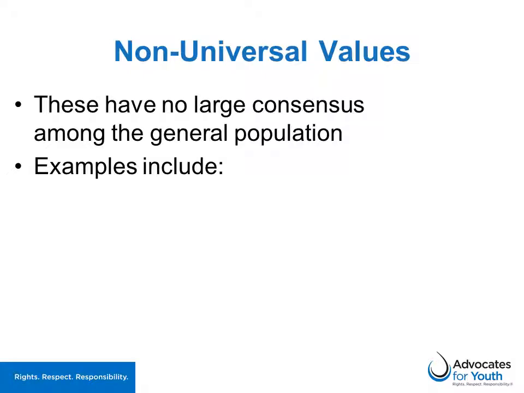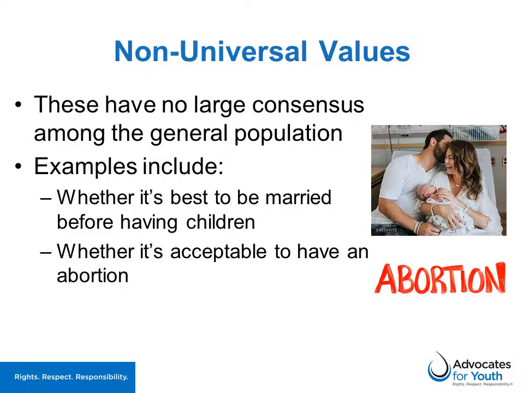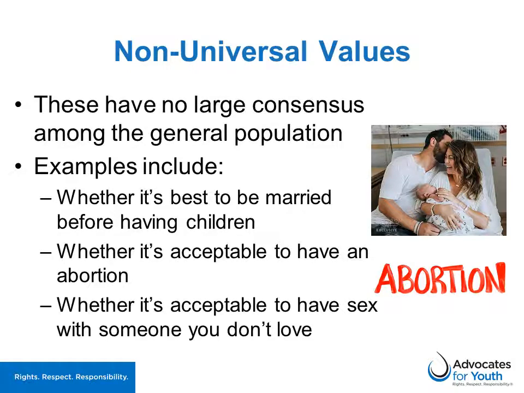Versus these are the kinds of things where there wouldn't be universal agreement. Some examples are when it's best to be married before having children, whether it's acceptable to have an abortion, whether it's acceptable to have sex with someone you don't love. Just some examples of non universal values. So, as you can imagine, most of the questions and the discussion that comes up in sex education classrooms are on things that there isn't universal agreement around, and that's when we want to use particular techniques to address those with our students.